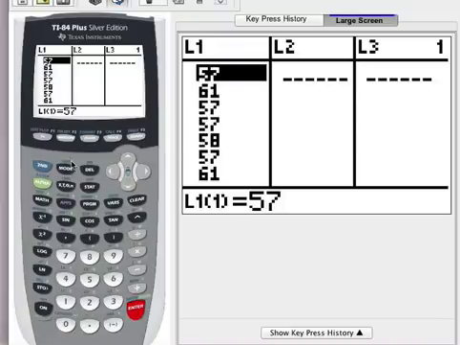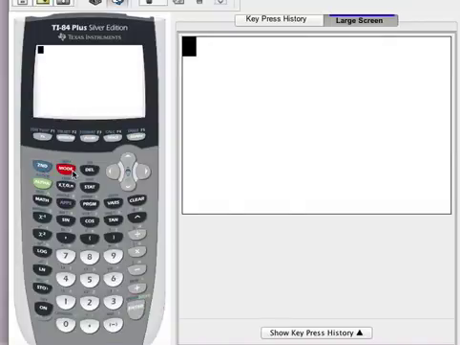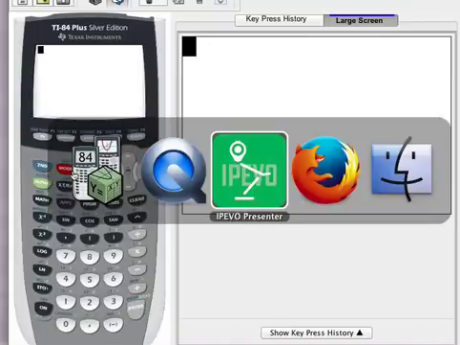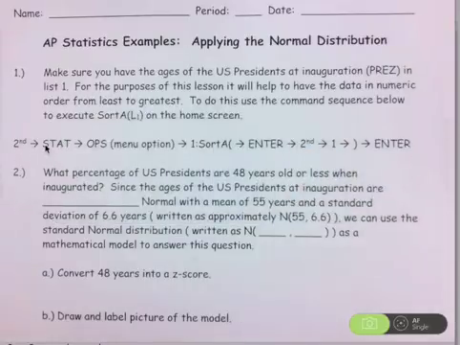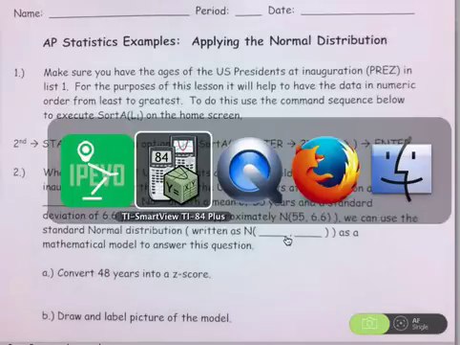These are in order of presidency, not in order of age. So to do the analysis that we're going to do here in question number 2, it's best to put these in order. In order to do that, go to the home screen. And again, on the handout, I listed the sequence of buttons that you should press in order to use the sort command. I'm going to step through it with you.